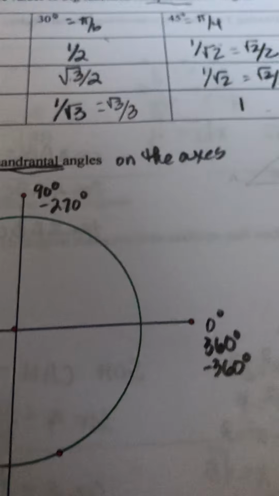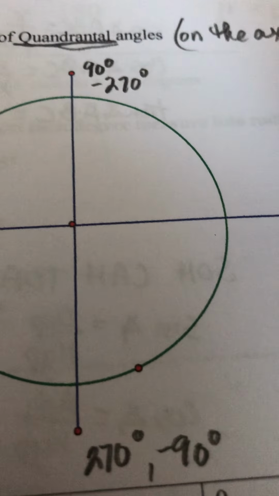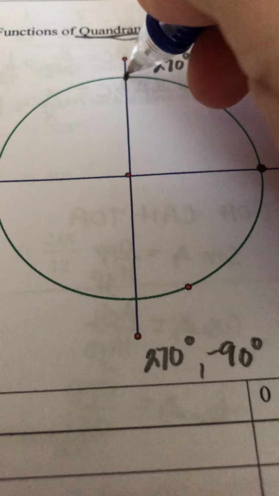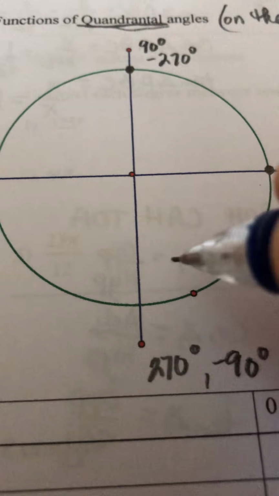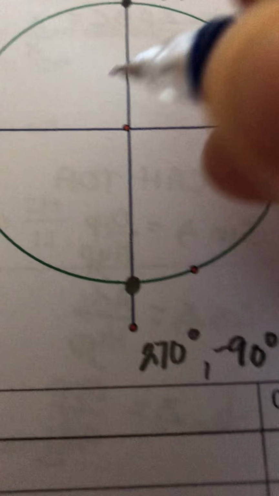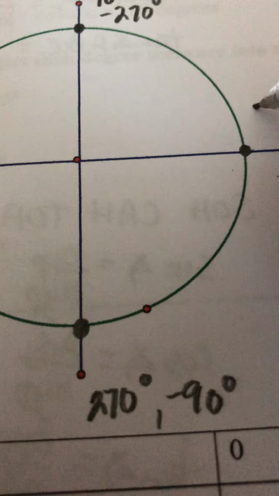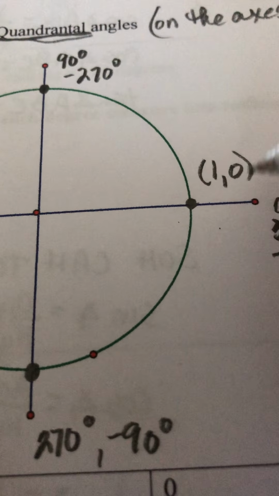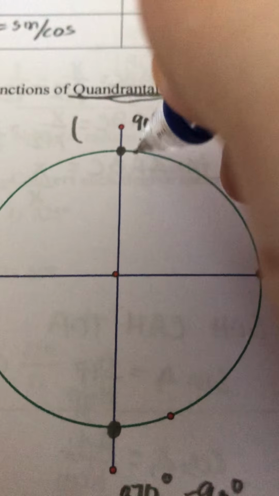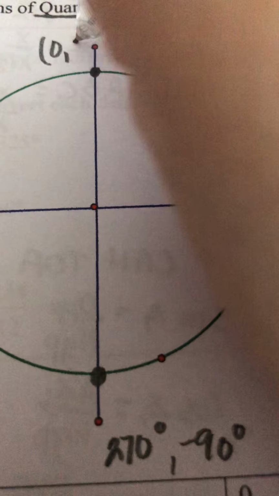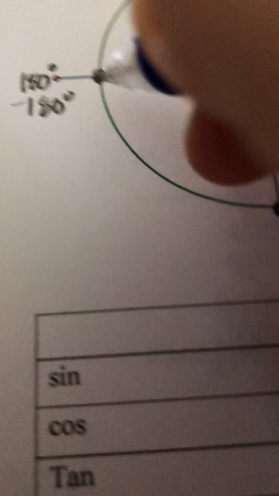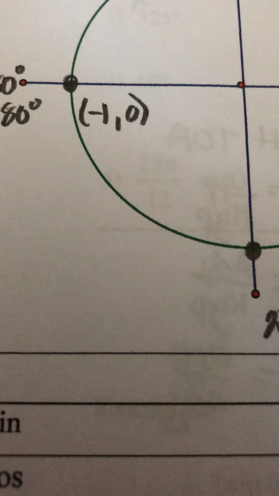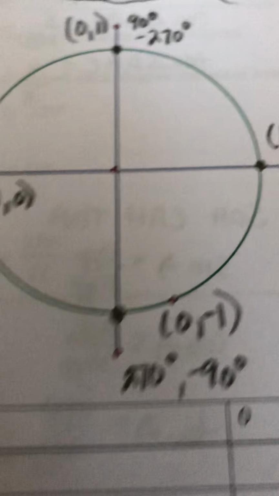Okay, now, so the quadrantal angles are on the axes. Let's remember this is the unit circle. It's a circle with a radius of 1 unit. So that means these coordinates are real easy to figure out. It's on the circle with a radius of 1, so its x is 1, its y is 0. Up here, its x is 0, y is 1. Now we go out here, we're at negative 1, 0, and down here, we're at 0, negative 1.